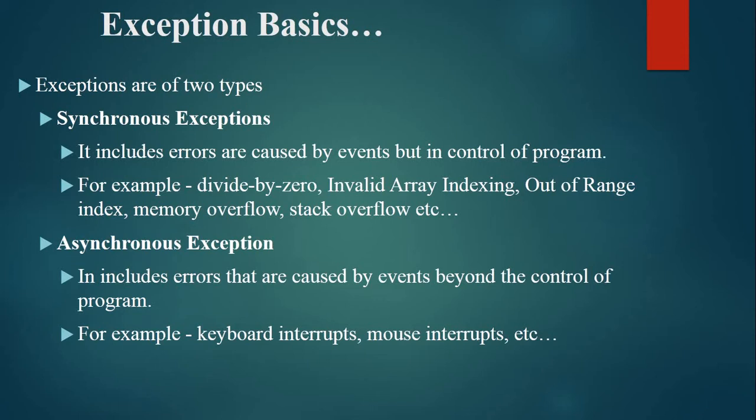But the second type is asynchronous exception. That includes errors caused by events beyond the control of the program. Meaning if there is a keyboard interrupt or mouse interrupt, it happens and is not controlled by the program. So that is the second type of exception, asynchronous exception.